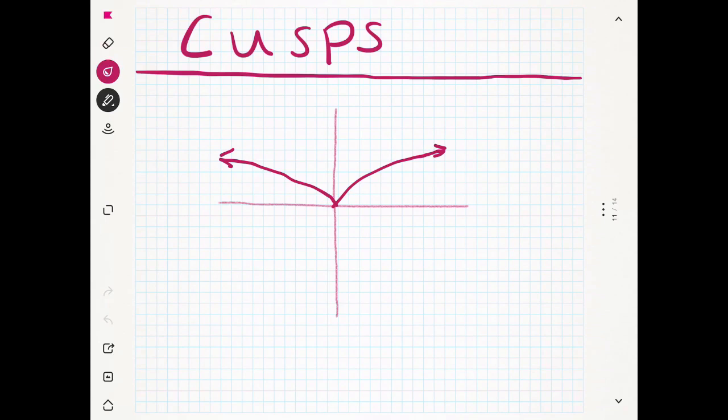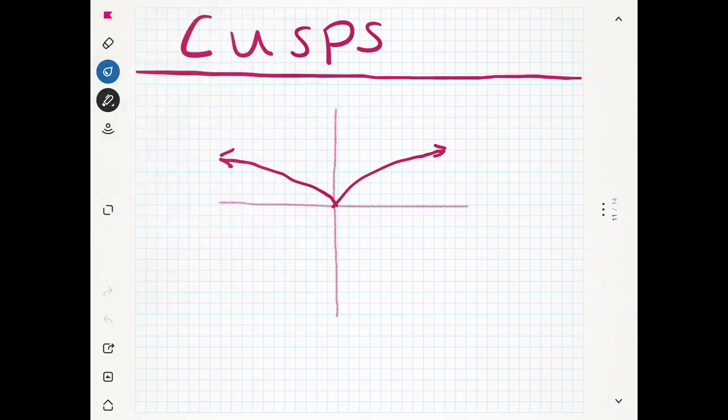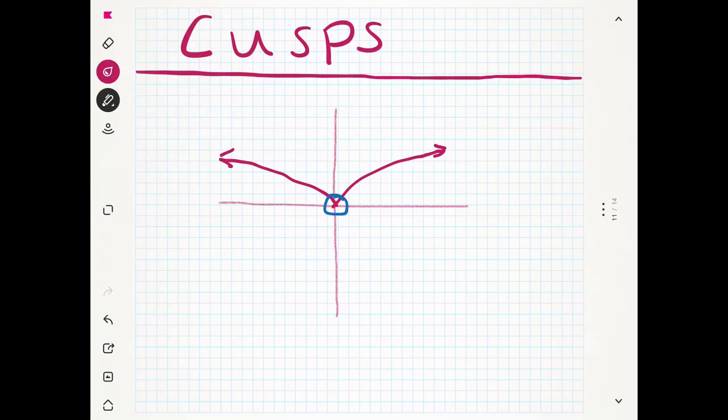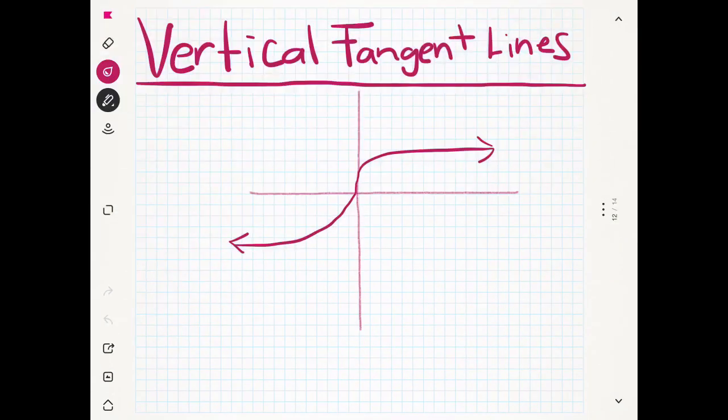Now let's move on to the second case, a cusp. So a cusp is basically just the point created due to two arcs, right? So the cusp in this example, I'm going to be using the blue color. The cusp is right here, right? We can clearly see it. Again, it's similar to a corner. It's a sharp point, and it's the exact same problem. I can draw multiple tangent lines here, right? Since there's multiple tangent lines, it's not differentiable because we can only have one possible tangent line. Therefore, a cusp is also not differentiable. All right, let's move on.